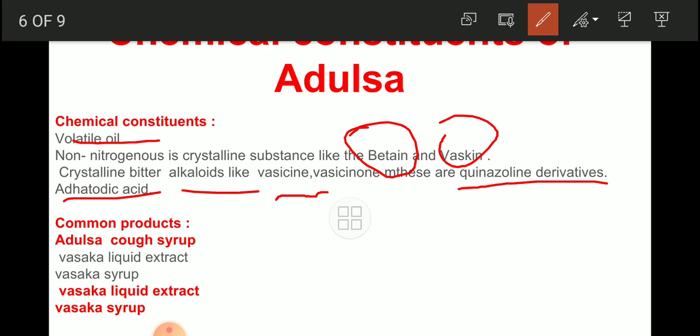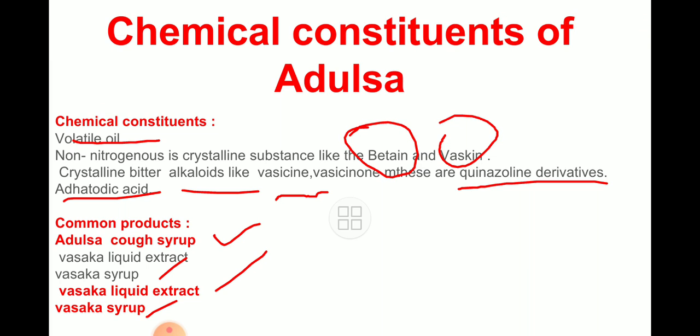So you have to keep in mind these are the active principles which are present in the leaf of adusa. That's why this adusa plant is useful from a medicinal point of view to cure many diseases, isn't it? Now, common products available in the market right now, if you go there, you will find the cough syrups, as already I have said to you. Vasaka liquid extract, Vasaka syrup. So these are the brand names or common products which are available in the market that you can see very easily there.